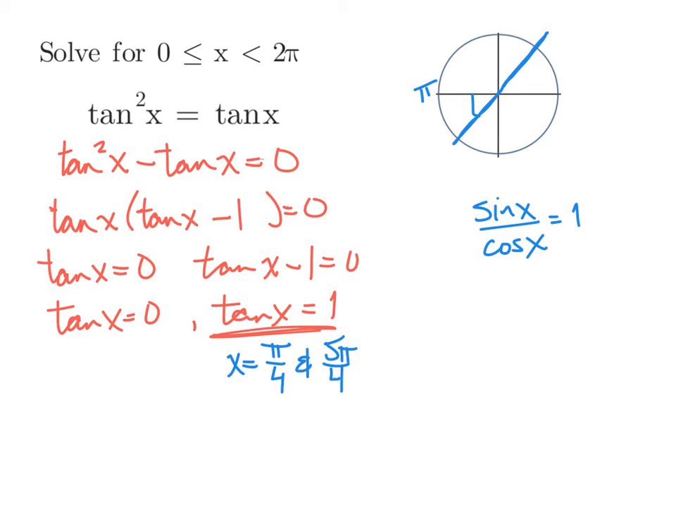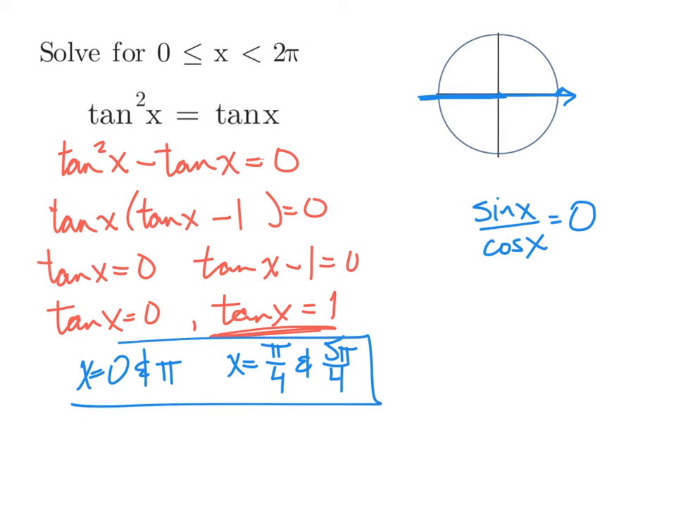Now when we want to solve the other equation, tangent of x is equal to 0, I think about that same fraction, sine over cosine. It's just now I want that to be equal to 0, which would mean sine would have to equal 0. And sine is 0 when the y coordinate is 0. So right here, that's when x is 0. And the other spot is on the other side of the x-axis, at pi. Then here are our 4 solutions.